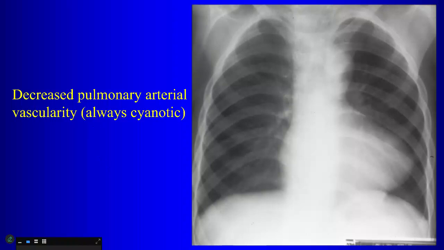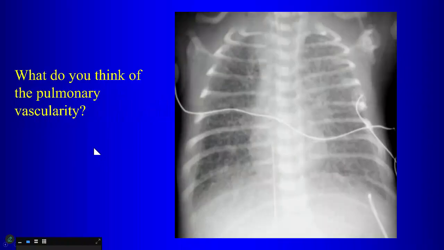Now, some of you don't blurt it out, but there's some nice plain film finding here that gives away the diagnosis, but we'll get to that, okay? Here, what do we think of the pulmonary vascularity? What would you say here? Is this increased vascularity, decreased vascularity, or does this look like failure?